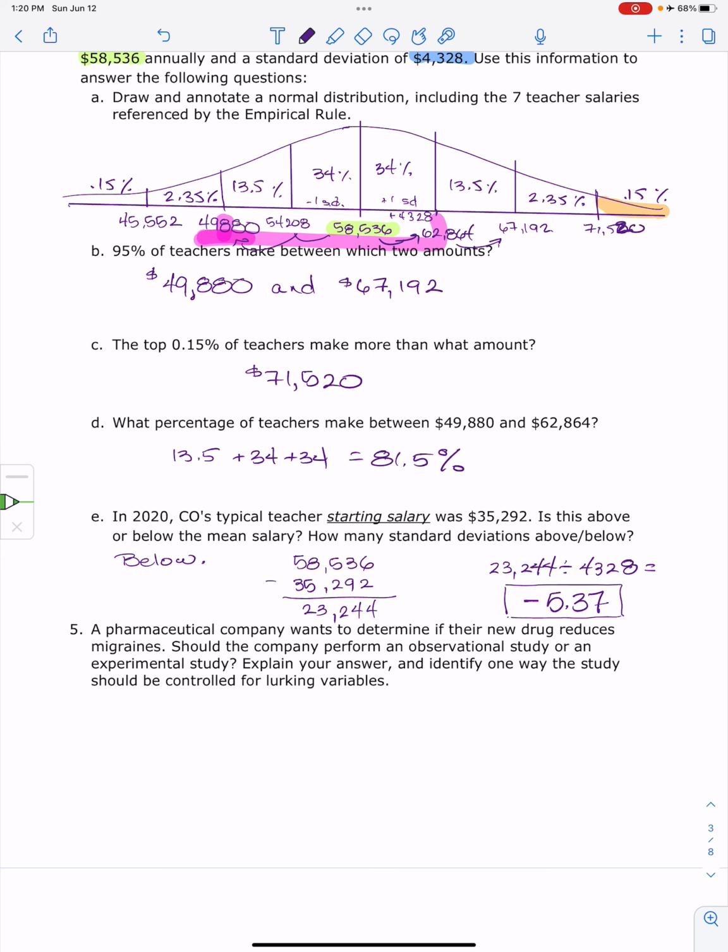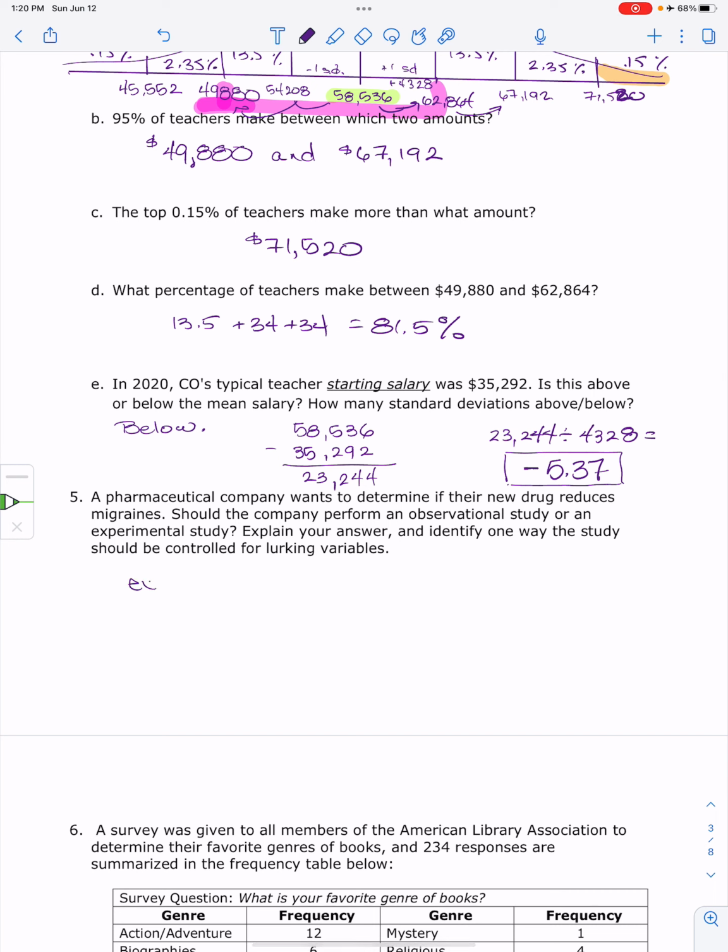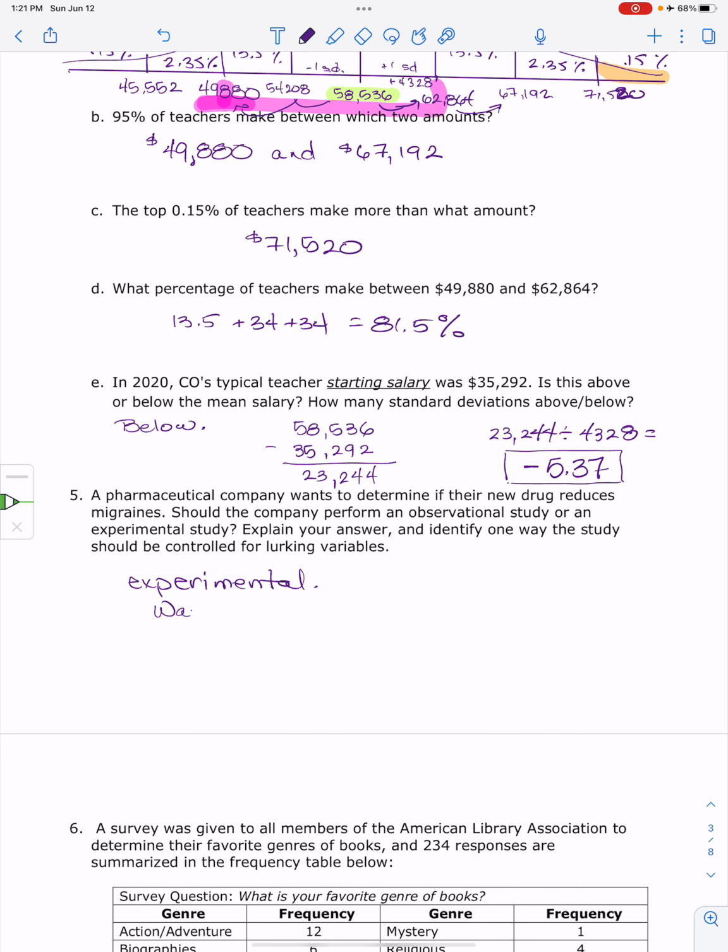So we definitely want to do this as an experimental study. If we are doing this as an observational, we're basically just asking people who've taken this. People that are already taking this already believe that it works. And then we don't have anybody to compare to. So we want to do this as an experimental study. We want to be able to compare with those using other medications or none.